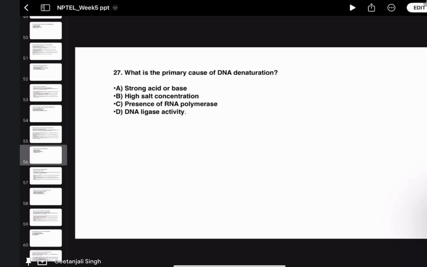What is the primary cause of DNA denaturation? A, strong acid or base, B, high salt concentration, C, presence of RNA polymerase, or D, the DNA ligase activity?